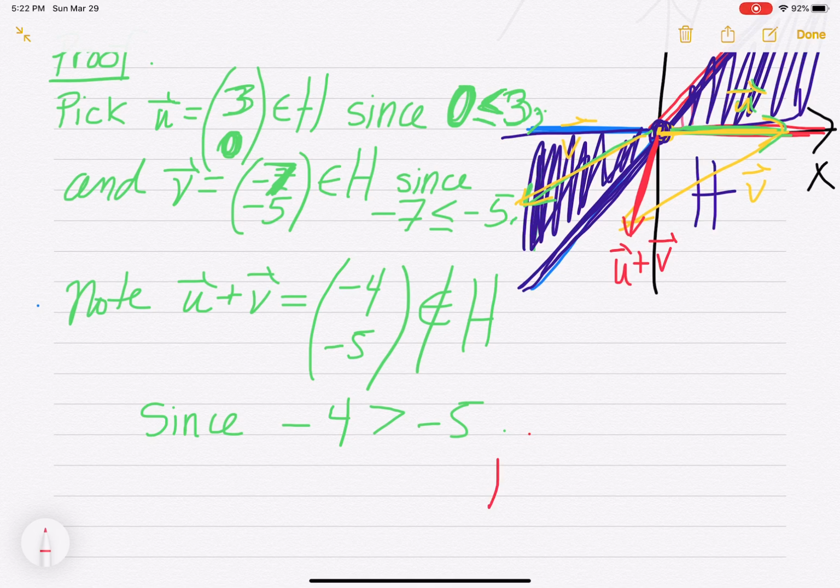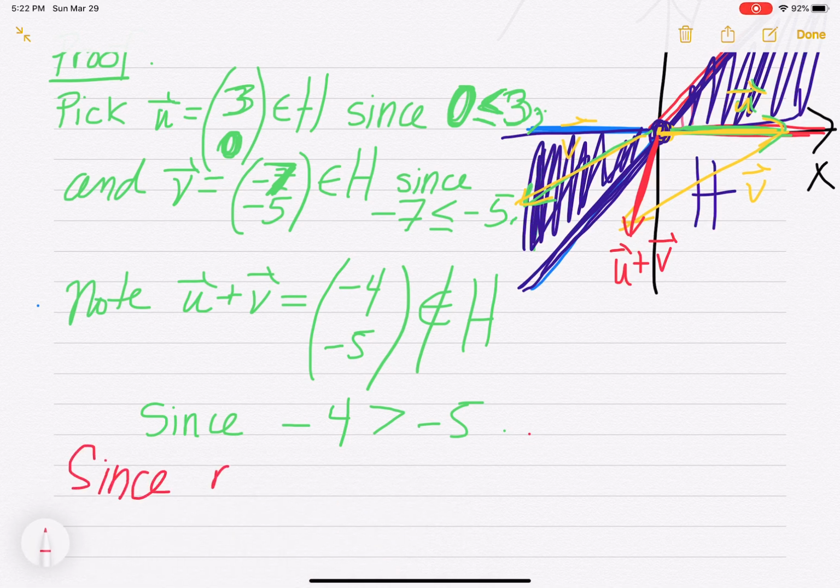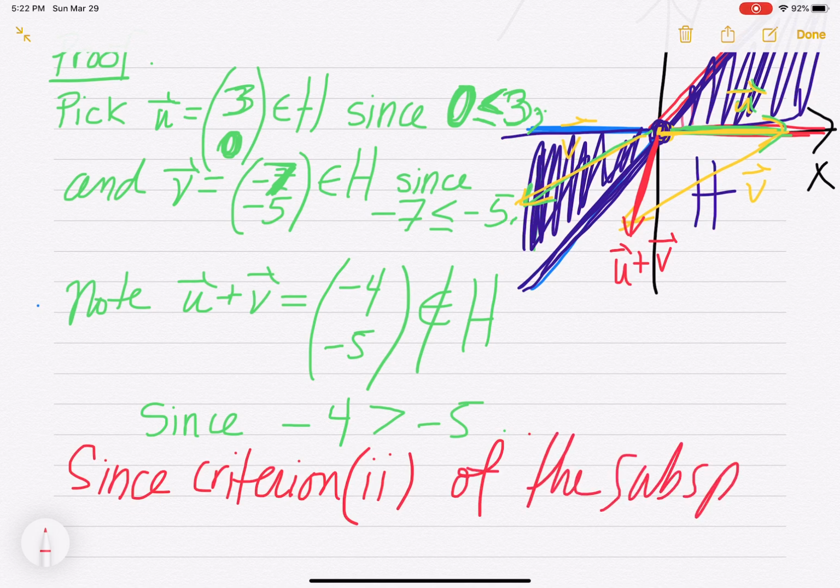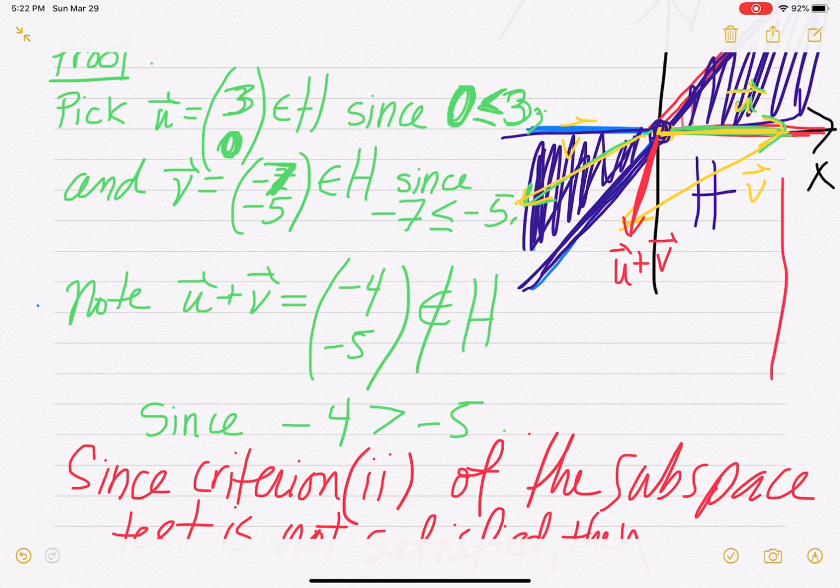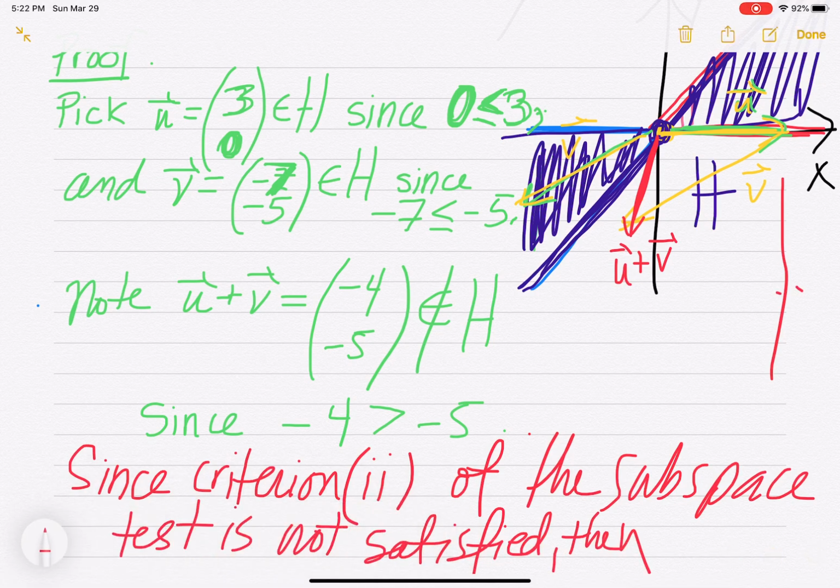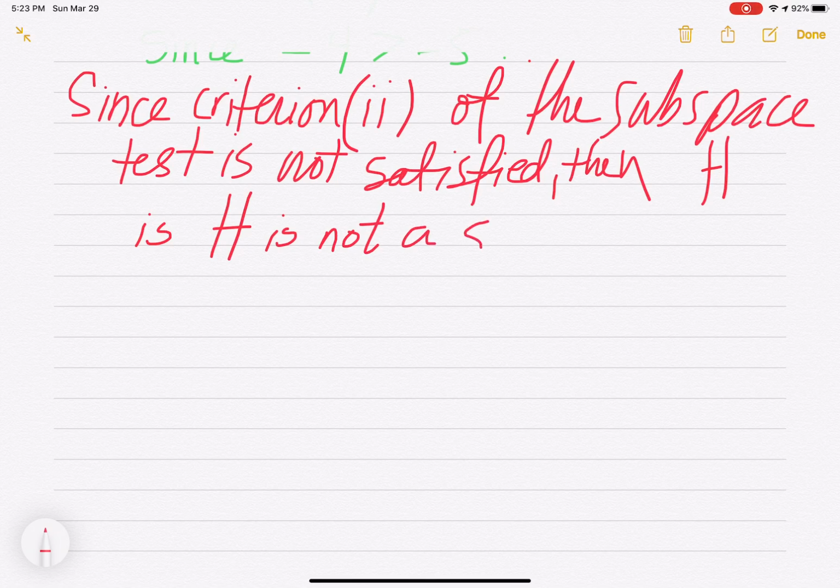All right. So what are we going to write? We're going to say, since criterion 2 of the subspace test is not satisfied, then H is not a subspace of R2. That's that.